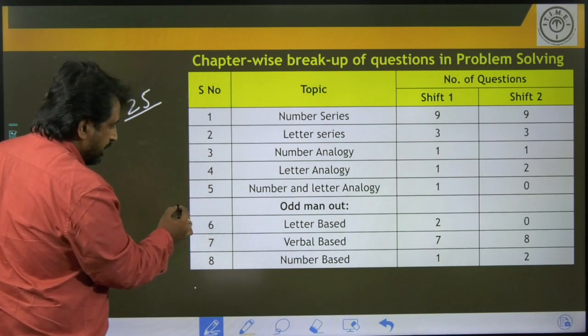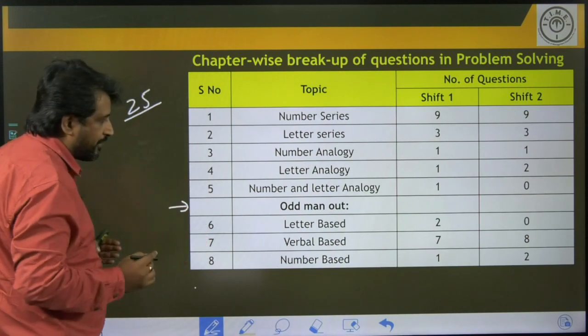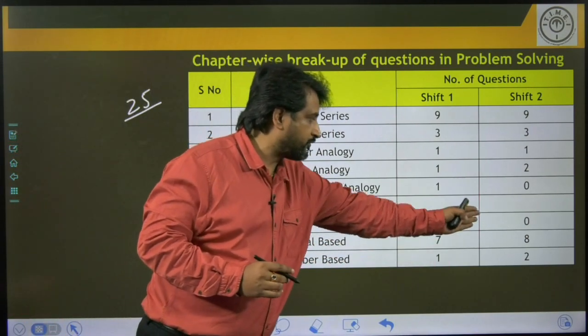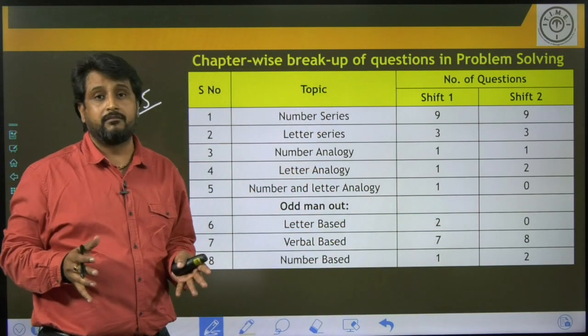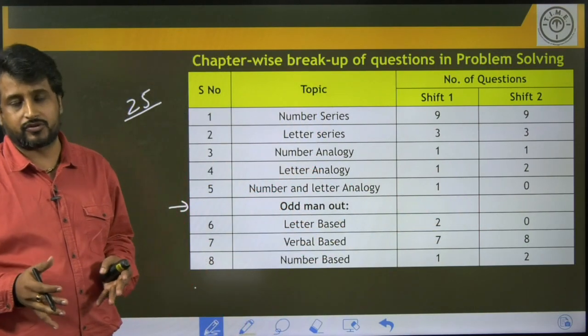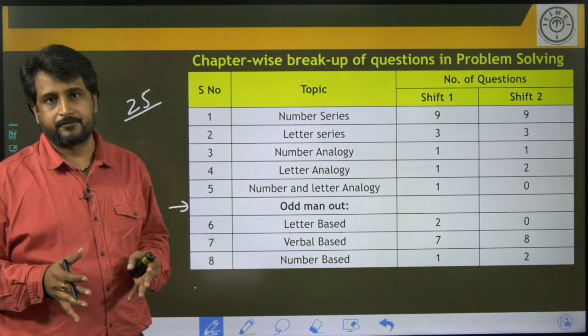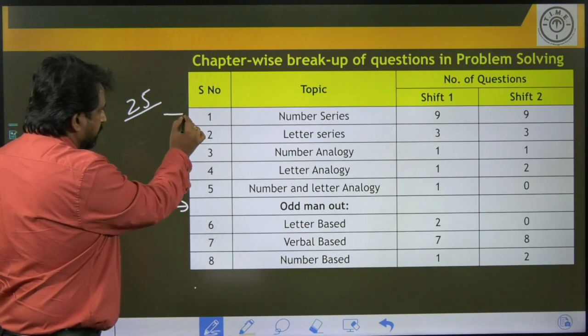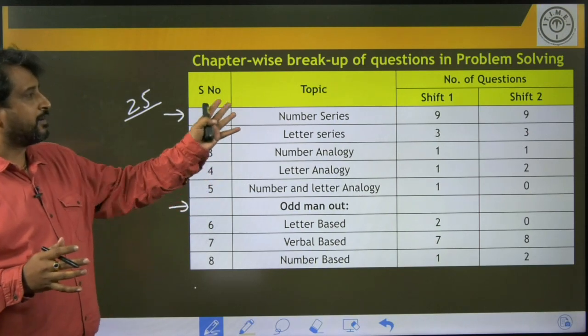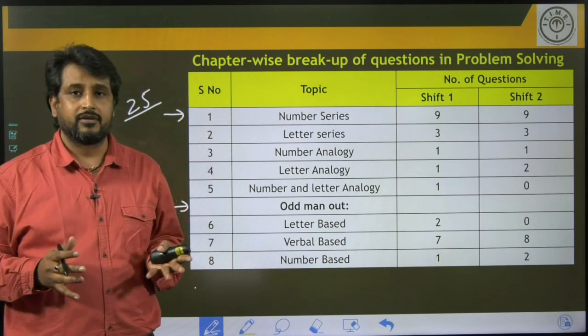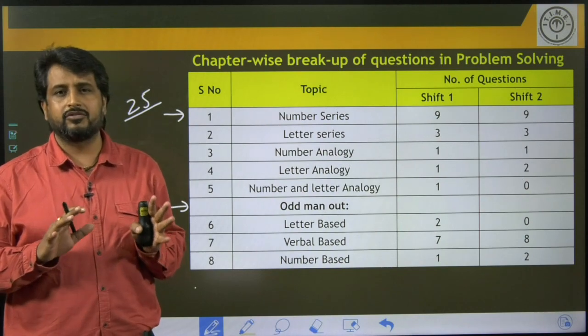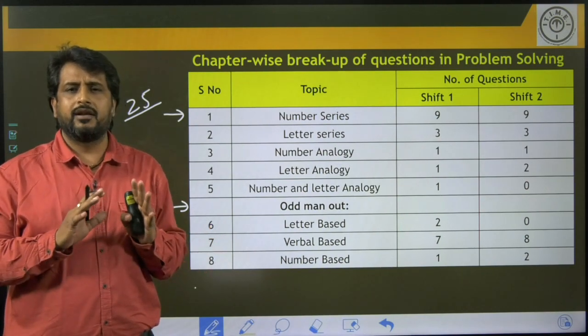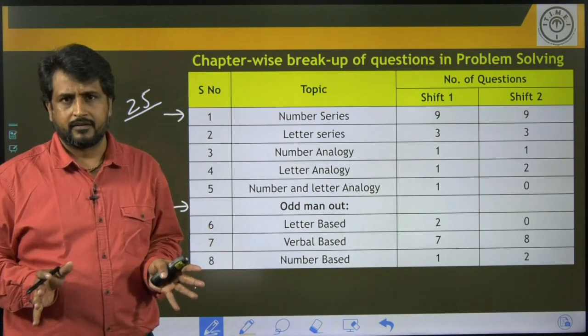Here, every year from odd man out they used to give 5 questions, this time they gave 10 questions. And most of the questions are from verbal analogy, verbal odd man out questions, general knowledge questions. And even in number series also, every year they used to give 10 questions, but this year they gave 12 questions. But all are very easy, very straightforward, and very basic questions.